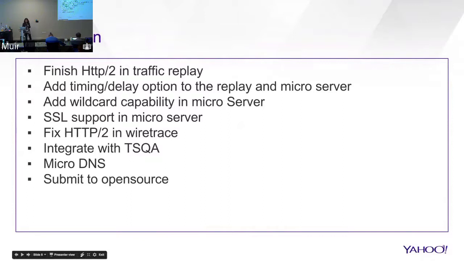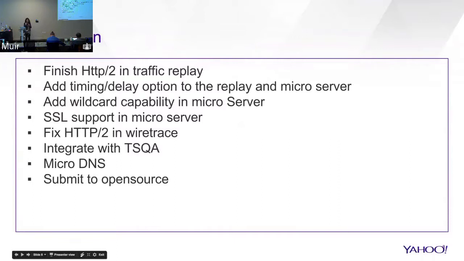And then fix H2 in wiretrace. So what is happening is I'm not seeing any request and response data for H2 in the wiretrace. I'm guessing it has to do with the formatting, or because we haven't quite demuxed the streams at the point where the tapping is happening. Probably that's why I cannot see the H2 data, so I'll have to work on that.